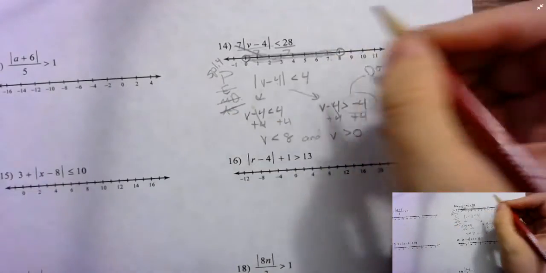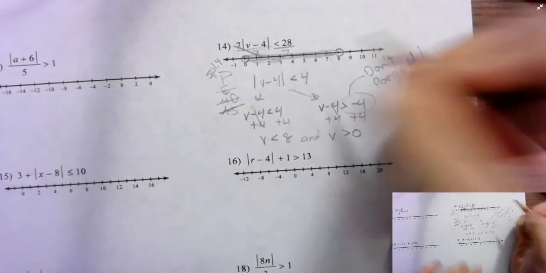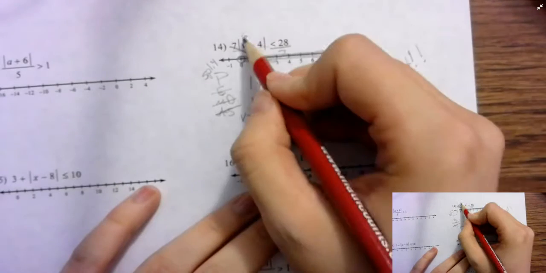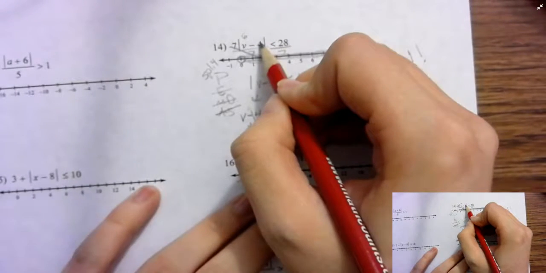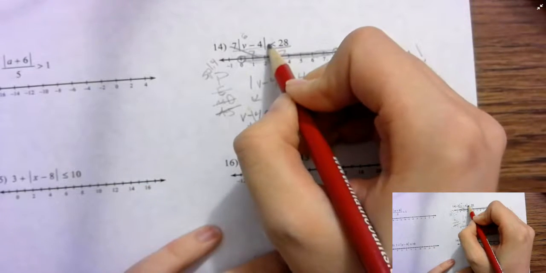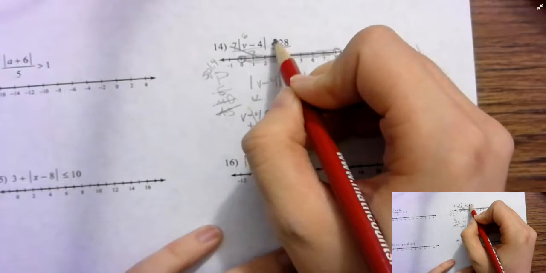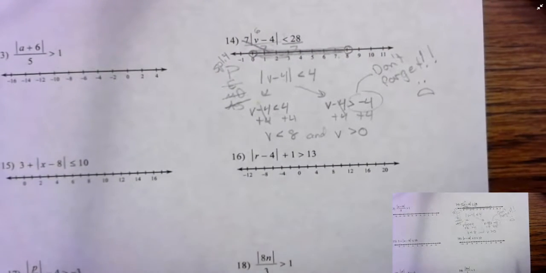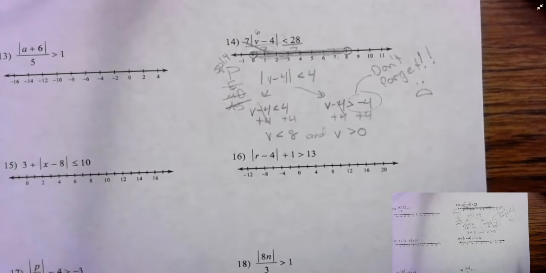So for instance, let me just pick one to show you. 6. 6 is in the shaded part. So if you imagine putting a 6 in for v, 6 minus 4 is 2. The absolute value of 2 is still 2. And 7 times 2 is 14, which is indeed less than 28. So it works. Okay, so again, pause that if you need to, and then we're going to move on.